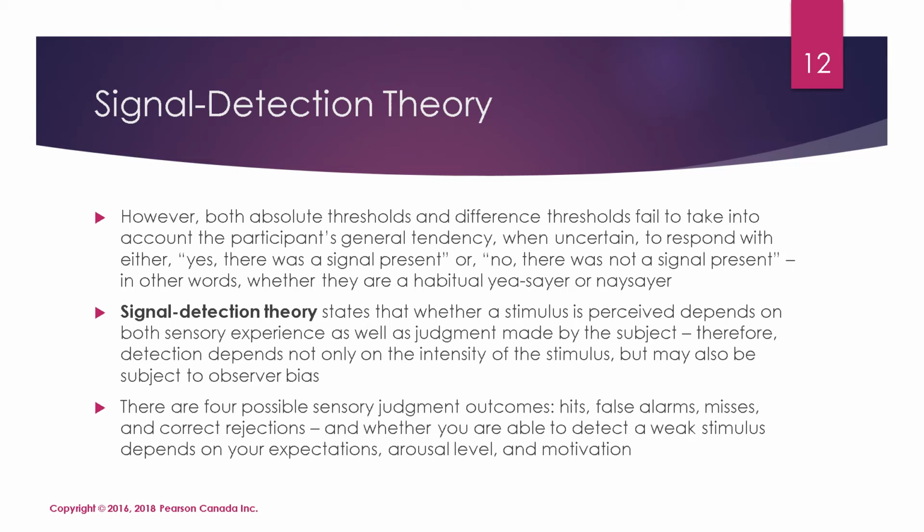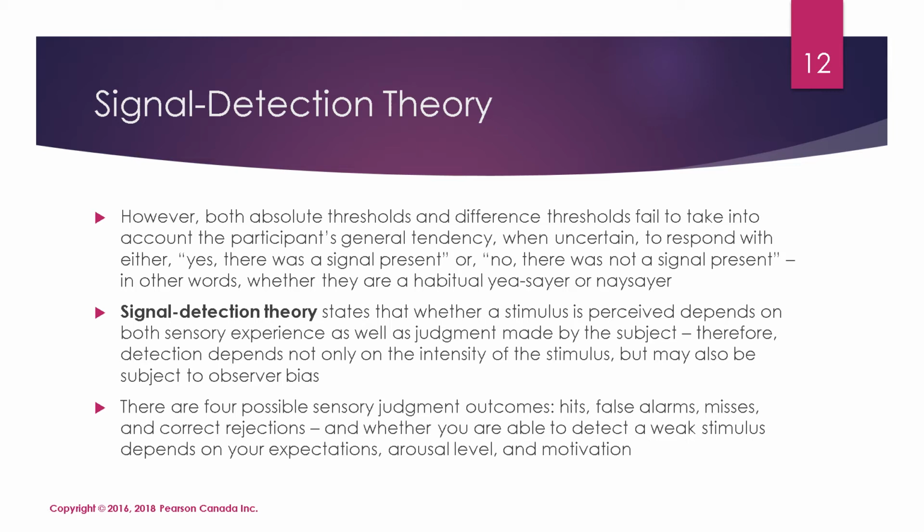Basically, signal detection theory states that whether a stimulus is perceived depends on both the sensory experience as well as a judgment made by the subject. So it's not just about the intensity of the stimulus or the intensity of the difference between the stimuli. It's also about the judgment made by the subject and whether they're saying there was a signal or whether they're hesitant to say that there was one. Therefore, detection depends not only on the intensity of the stimulus itself, but may also be subject to observer bias.